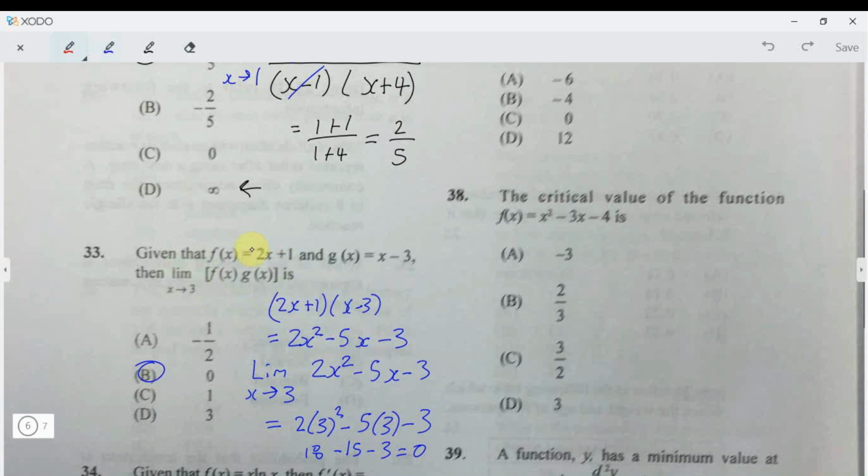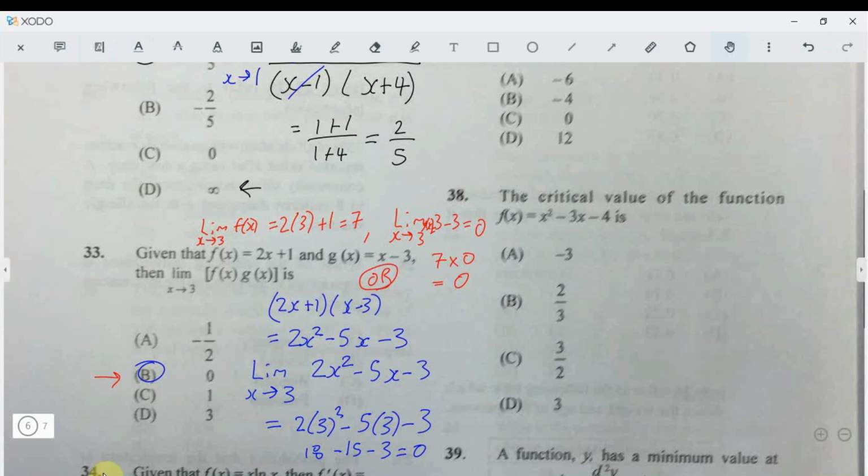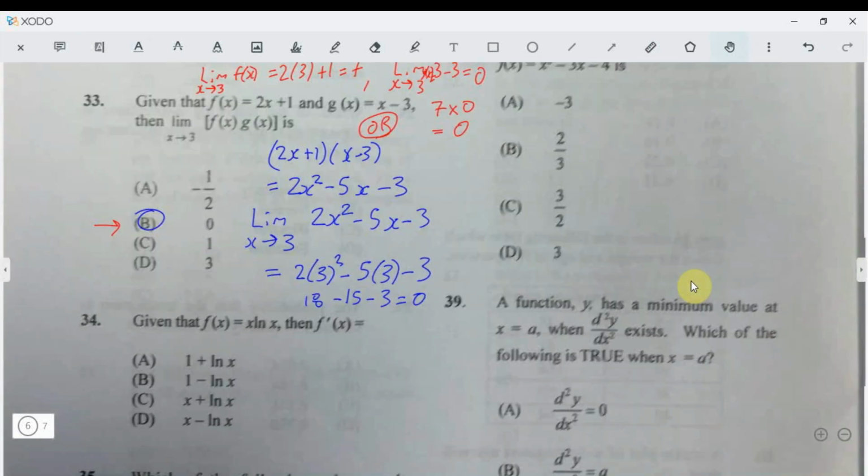An alternate method is to find the limit of f of x. The limit as x approaches 3 of f of x would be equal to, plug the 3 here, 2 times 3 plus 1, which is 7. Then find the limit as x approaches 3 of g of x, which is 3 minus 3, and that equals what? So the limit of g of x is 3 minus 3, which is 0. Then once you get the limit of f of x and the limit of g of x, you multiply them. 7 times 0 is 0, so the answer is 0. So you could have done it any way you wanted. You could have used the method in the blue or the method in the red. It's up to you. Your choice.